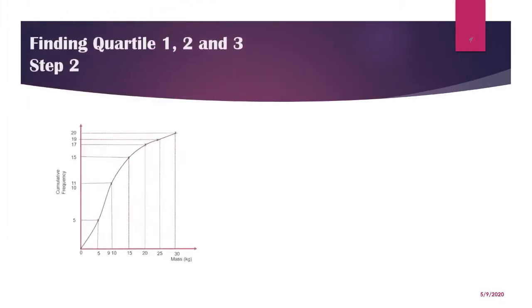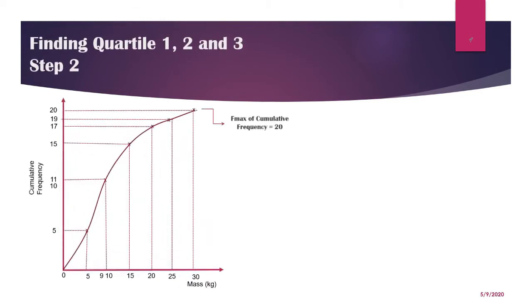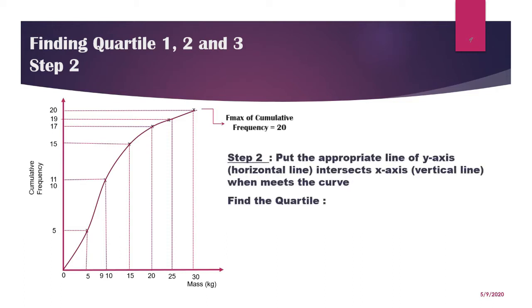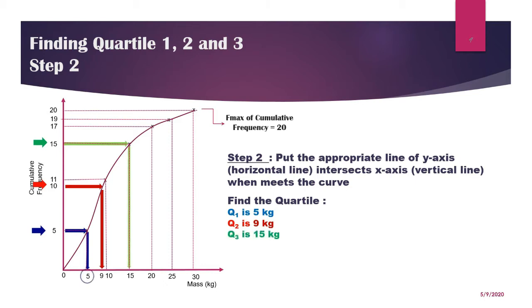Okay, now our job is finding quartile 1, 2, and 3. Step 2: put the appropriate horizontal line from the y-axis so it intersects the x-axis vertical line when it meets the curve. Okay, go find the quartile. Q1 is 5 kg. Look at the diagram, the blue color. And Q2 is 9 kg, the red color. And Q3 is 15 kg. Look at the green color. I think everything is clear about Q1, 2, and 3.